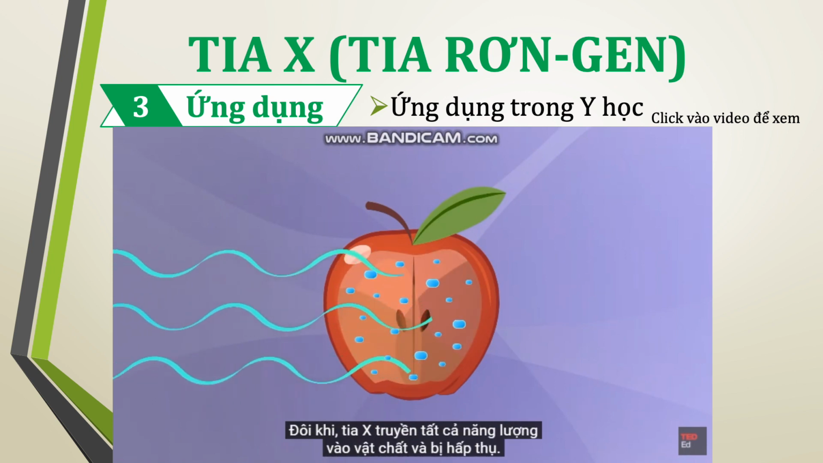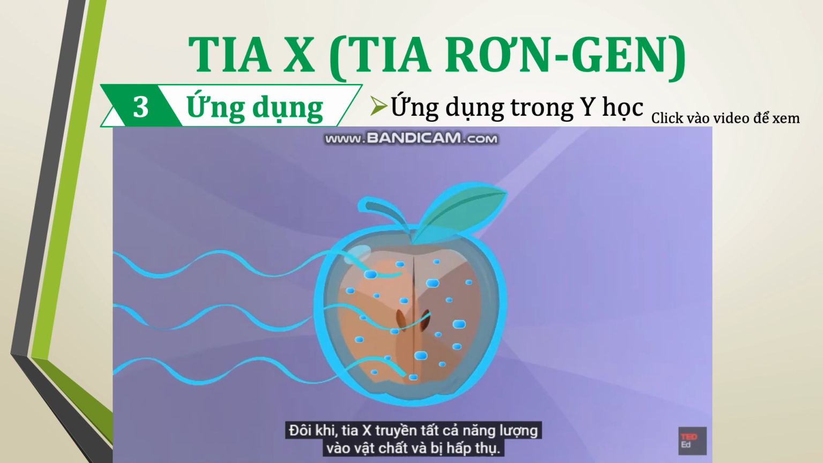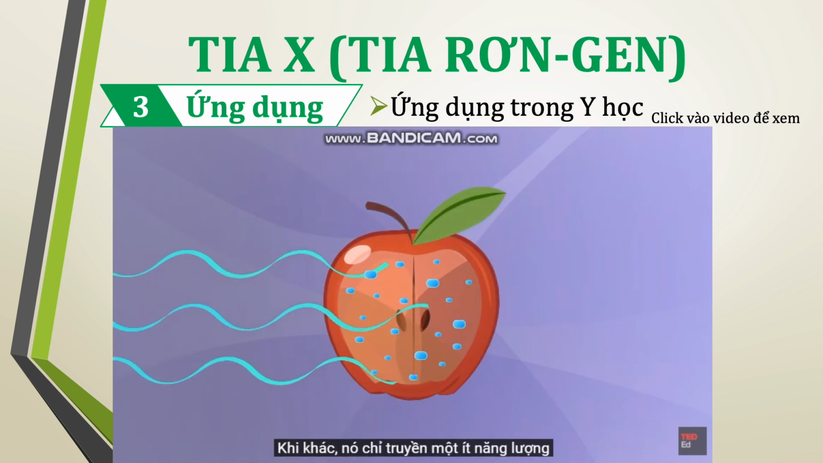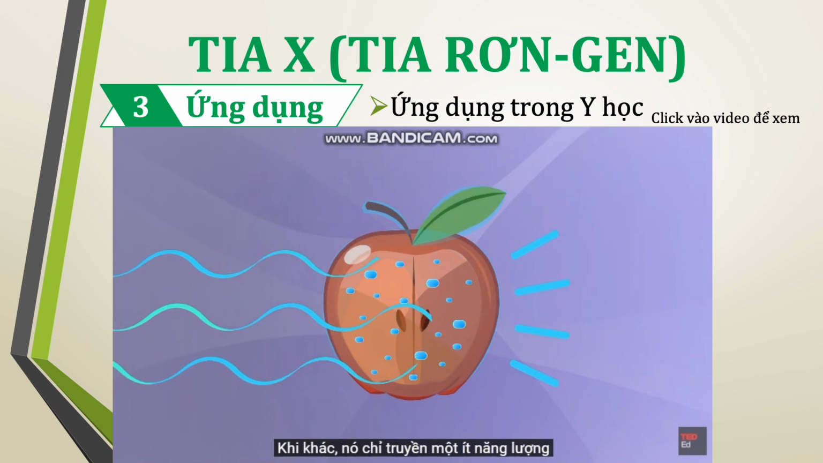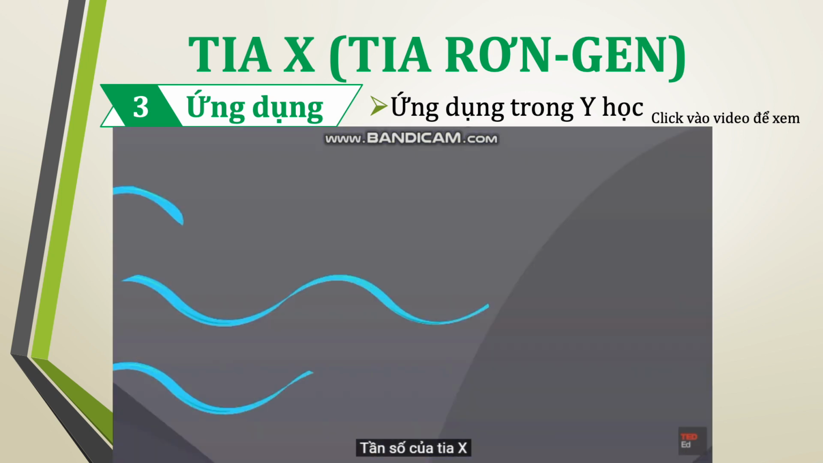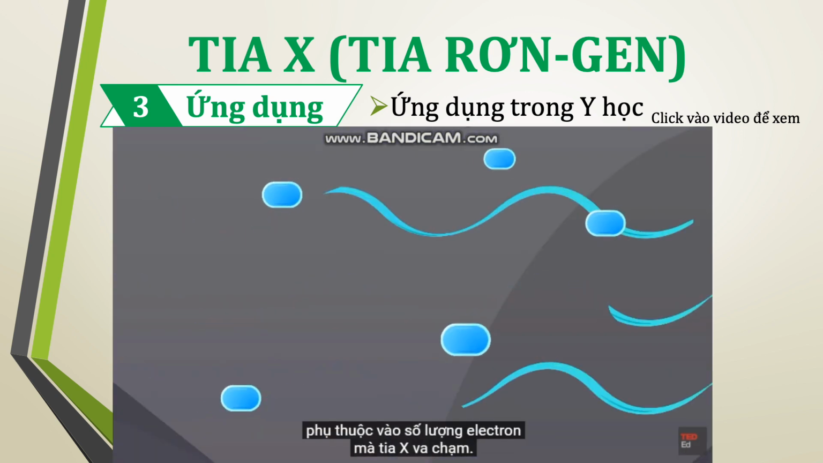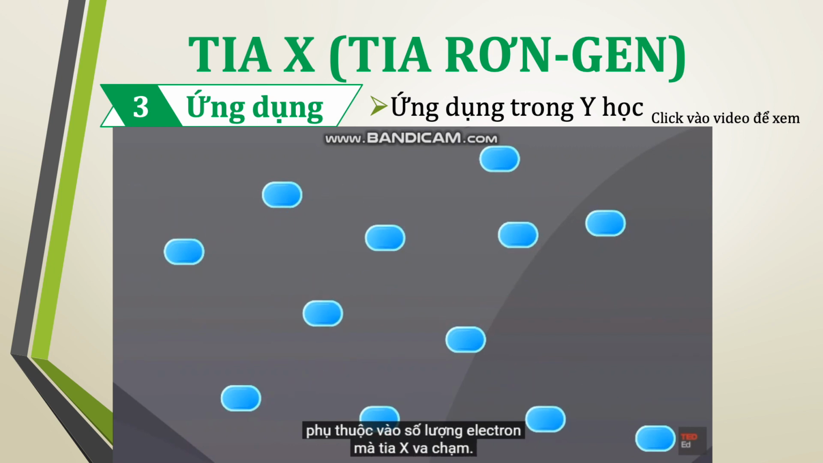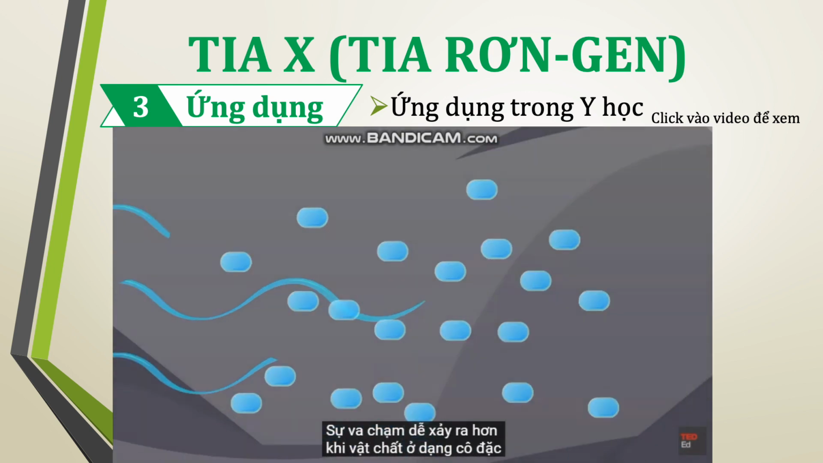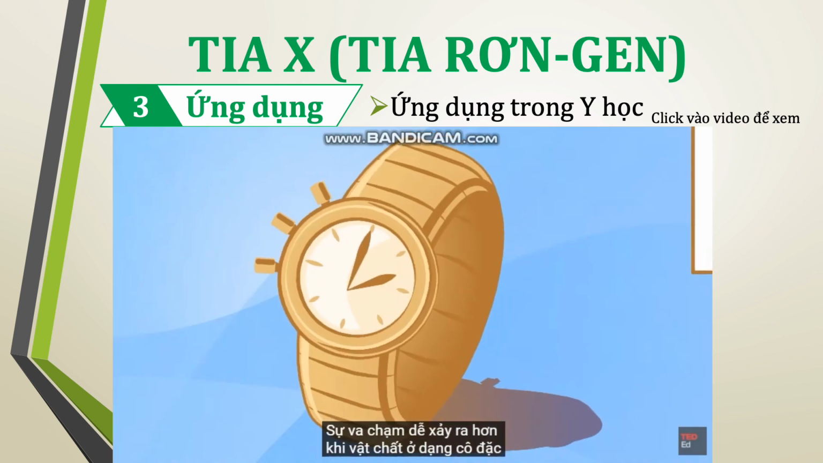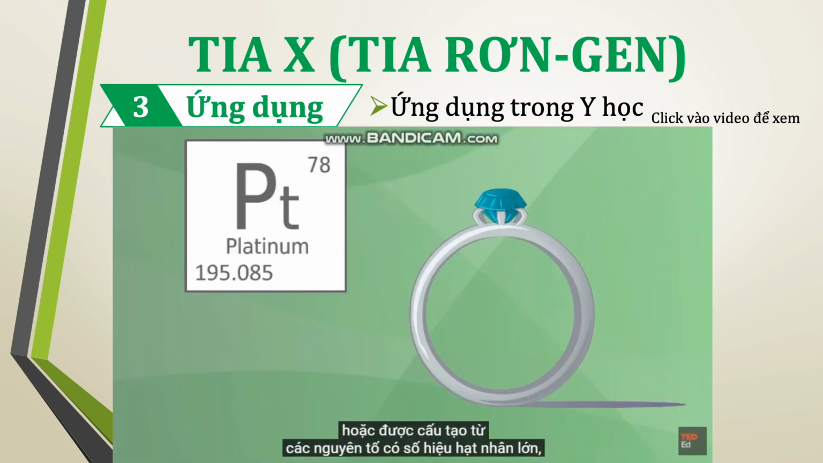Sometimes the X-ray transfers all of its energy to the matter and gets absorbed. Other times, it only transfers some of its energy, and the rest is scattered. The frequency of these outcomes depends on how many electrons the X-rays are likely to hit. Collisions are more likely if a material is dense, or if it's made of elements with higher atomic numbers, which means more electrons.